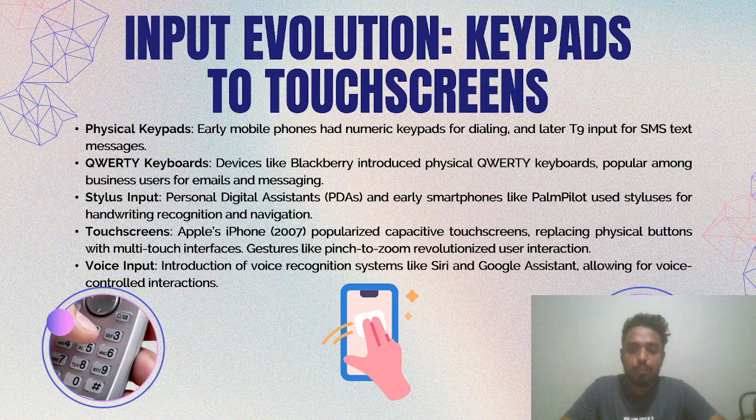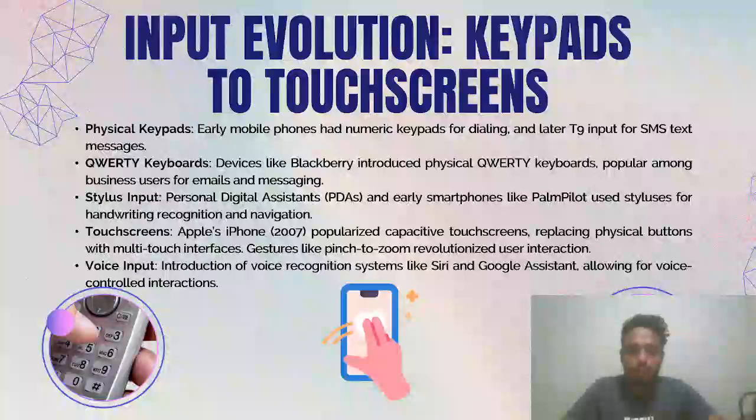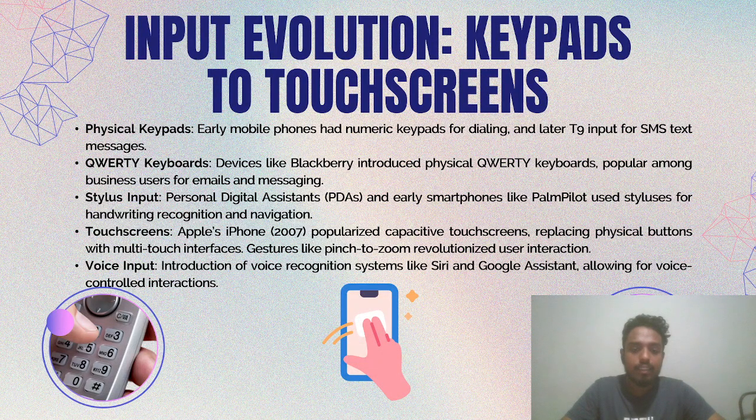Then stylus input: personal digital assistants and early smartphones like the Palm Pilot used a stylus for handwriting recognition and navigation. Touchscreens were introduced with the iPhone in 2007, popularizing capacitive touchscreens, replacing physical buttons with multi-touch interfaces. Voice input was introduced with voice recognition systems like Siri and Google Assistant, allowing voice control interaction with mobile phones.